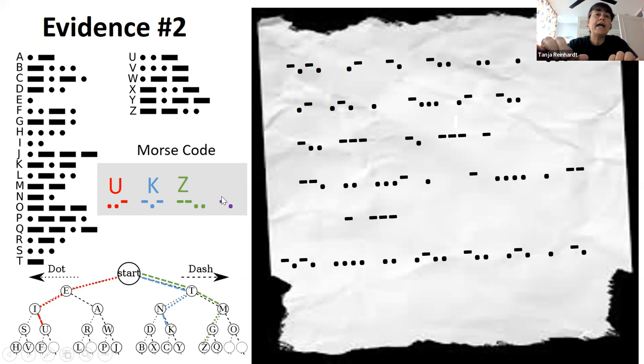Okay. And with this one here, with the purple one, again, we're going to go to the right. And this time we're going to go just to the left. And this is where we finish. There's no more dashes or dots. So we end up with an N.